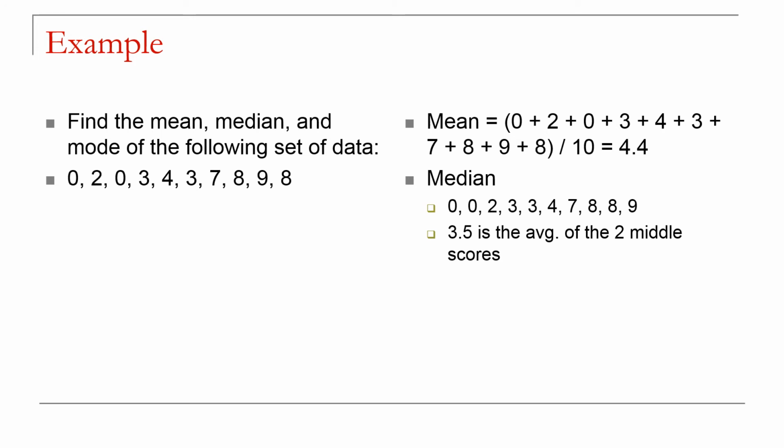The mode, again, is the most frequently occurring score. In this case, I have three modes, 0, 3, and 8, all occur twice. So I have a trimodal set of data.